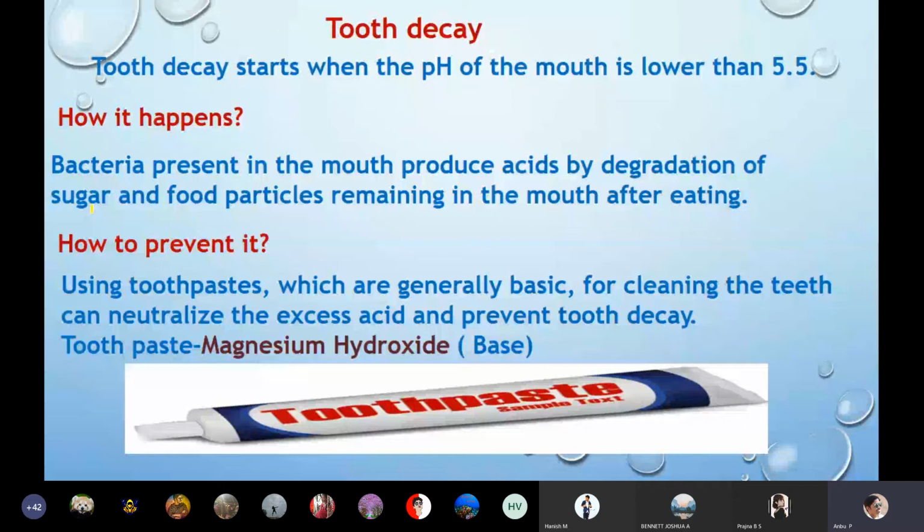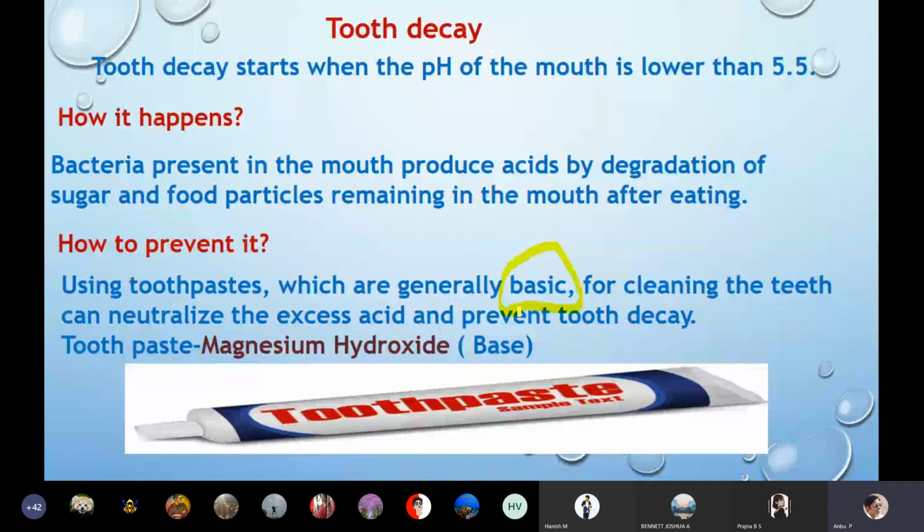So when the acid is there in the mouth, it can be cleaned by using toothpaste. Generally toothpastes are made of basic substances. All the toothpaste, whatever it may be, either Colgate or Pepsodent, any toothpaste, is made with a base. So once this base is applied in your mouth, it will react with the acid present in your mouth and does the neutralization process. It removes the acid from the mouth and makes the tooth fresh, and it prevents tooth decay.